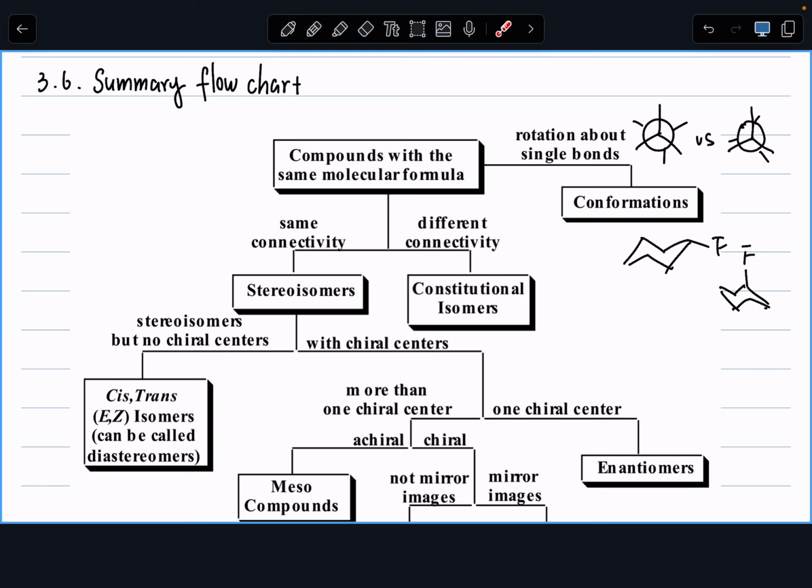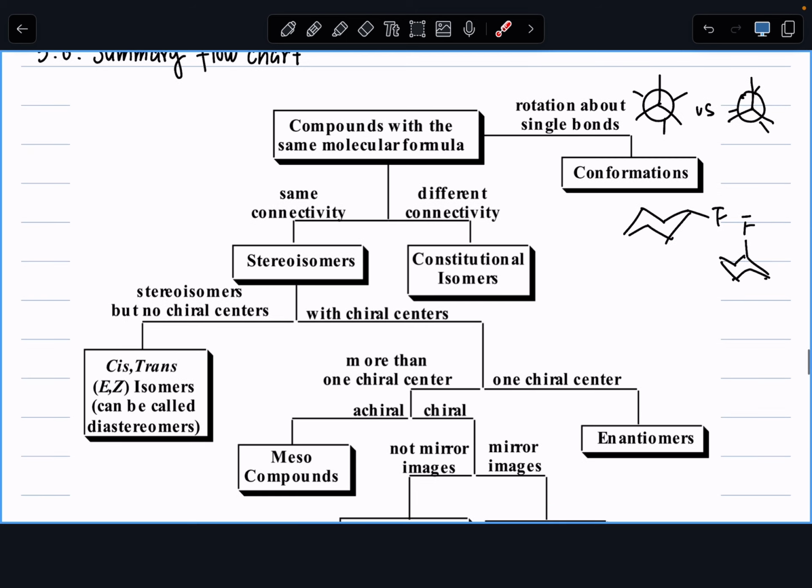All right. And then the next question you want to ask yourself is, are my molecules having the same or different connectivity, given that they have the same molecular formula? So if they have different connectivity, we'll look at constitutional isomers. For example, you could have a linear butane, or you can have an isobutane. Right? So the connectivity is different. These are constitutional isomers.